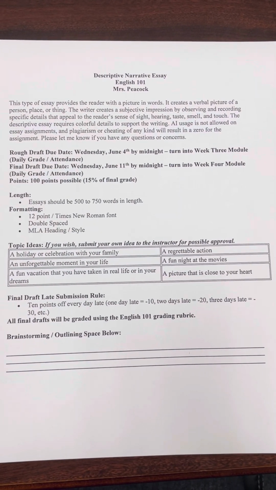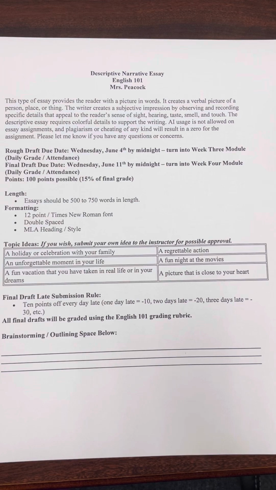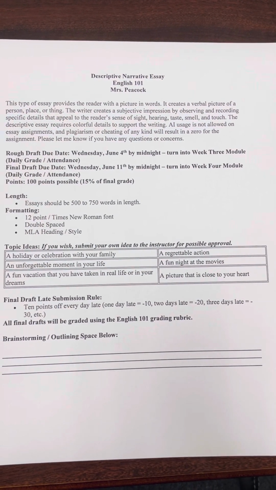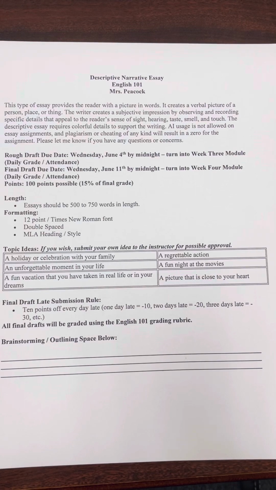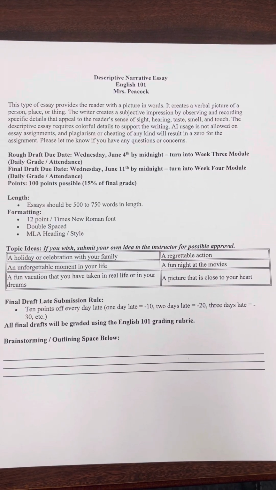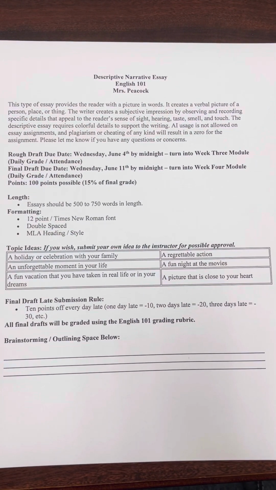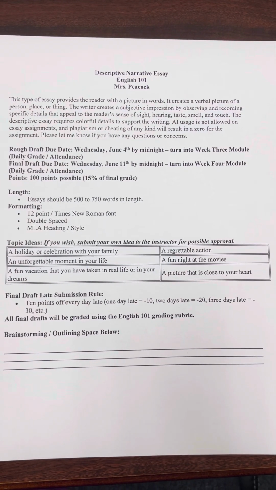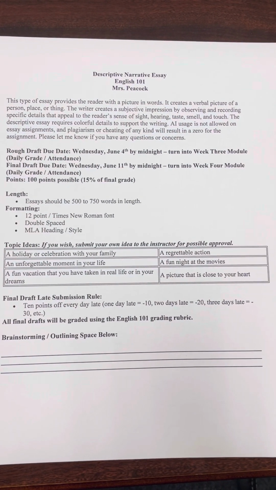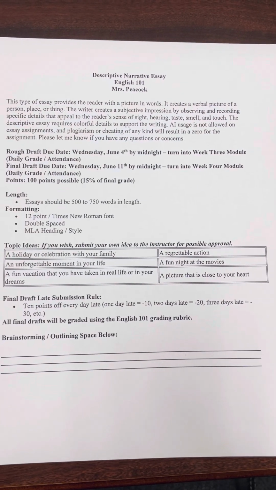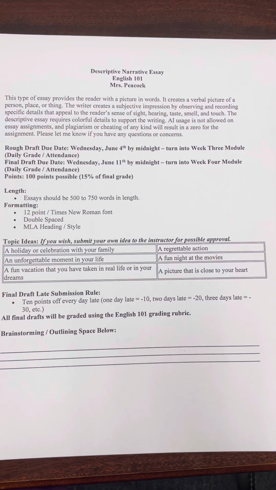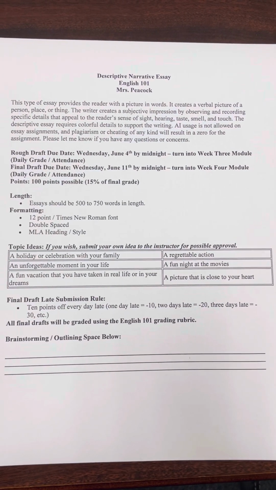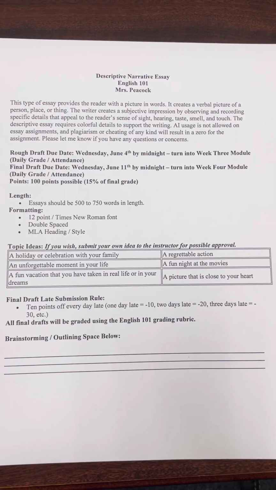A regrettable action is another option. I've had some students describe what happened, then the aftermath or consequences, and then the lesson they learned from that action. A fun night at the movies is another option. That's a more lighthearted option. You could describe going to the movies with your friends or family, the specific movie you saw, the reactions to that movie, the smell and taste of the popcorn. Really, you could just let the reader imagine what it's like to go to the movies.